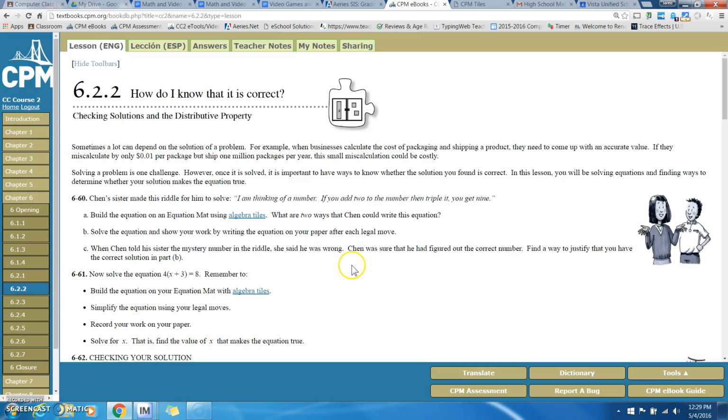Okay, now that is done. We're done with that one. Now 6-61 goes into distributive property. If you didn't understand distributive property, make sure you pay attention to the lesson again. And remember, answer those guided questions.